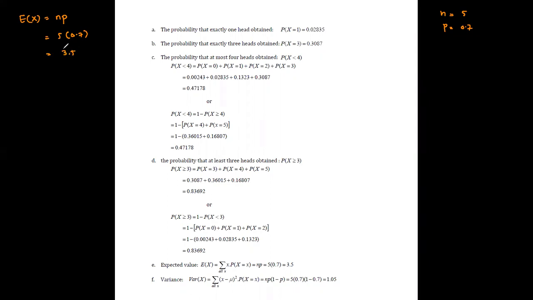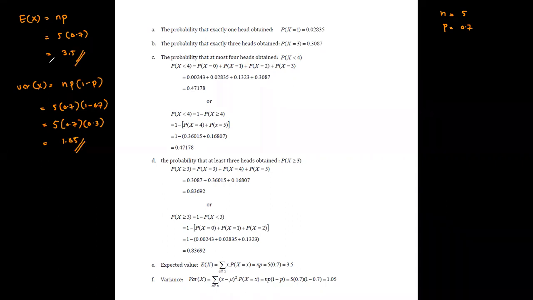This means that on average 3.5 heads would be obtained among these 5 tosses. Then the variance of x can be obtained using the equation n times p times (1 minus p). If you do the substitution, it is 5 times 0.7 times (1 minus 0.7), which is 5 times 0.7 times 0.3. This gives a value equal to 1.05. This is how we calculate the expected value and variance for the binomial distribution.